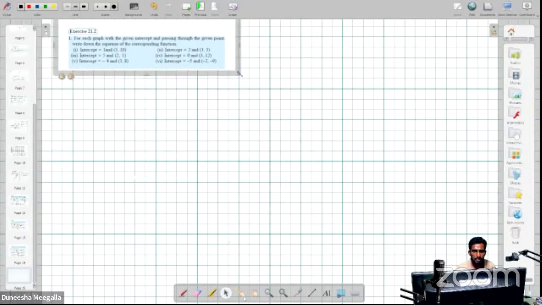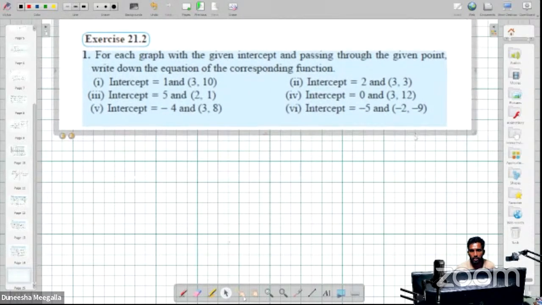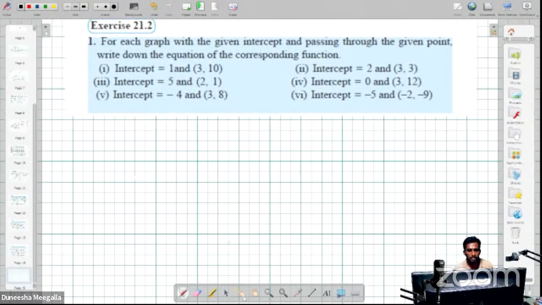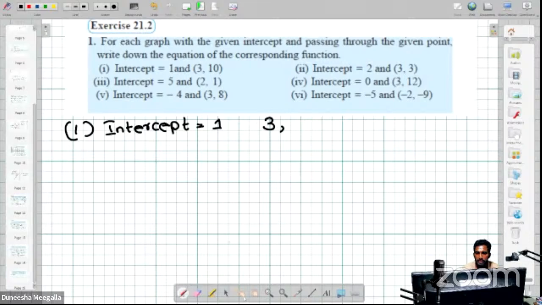I'm showing how to find the gradient if given one point and the intercept. Okay. Then what is the intercept in the first one? Intercept is 1. Okay. What is the given point? 3 comma 10? Is it 3 comma 10? Okay.